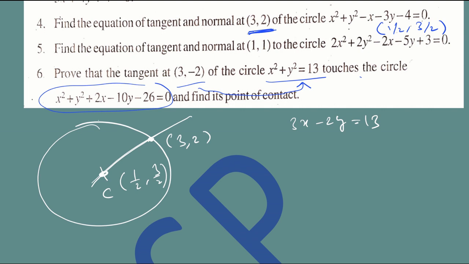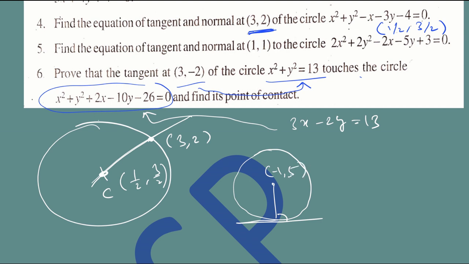Now we have to prove that this is tangent to this circle. So when do you say a line is tangent to a circle? When the distance from the center to the line is equal to the radius. So let us show that the distance from the center to the line is the radius. What is the center here? The center is (−1, 5). And what is the radius? Root of g² + f² − c. So you are getting this as root 52. This is the radius.